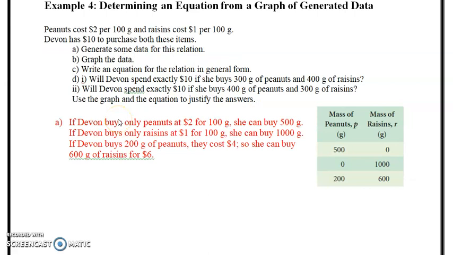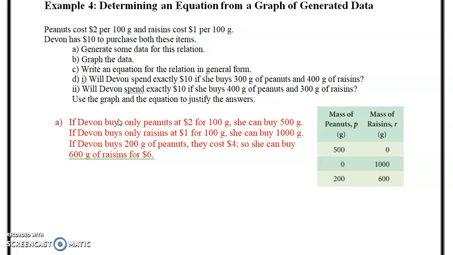If Devin only buys peanuts, she buys 500 grams, right? Because it's $2 per 100 grams. If we multiply that by 5, that'll be $10 for 500 grams. That's one way we can do it. If it's only raisins that Devin purchases, then she'll be able to get 1,000 grams, right? Because it's $1 per 100 grams, multiply that by 10, that would be $10.